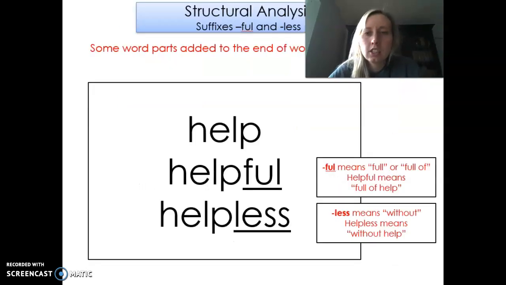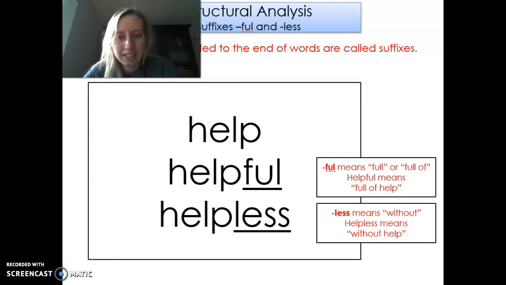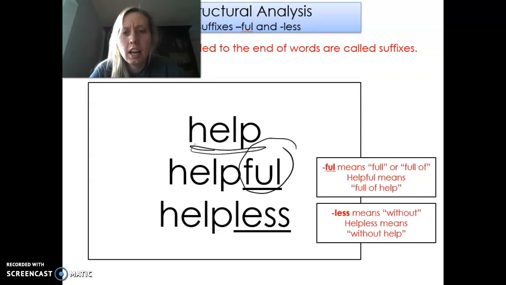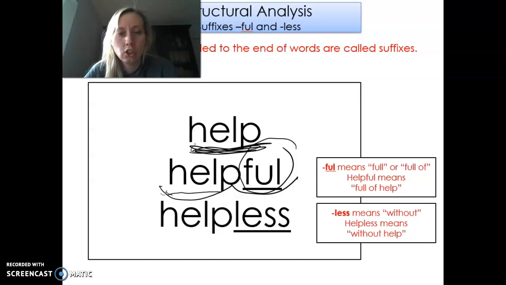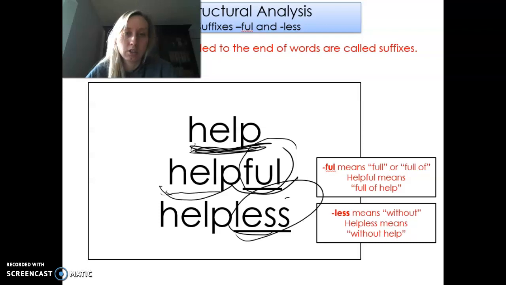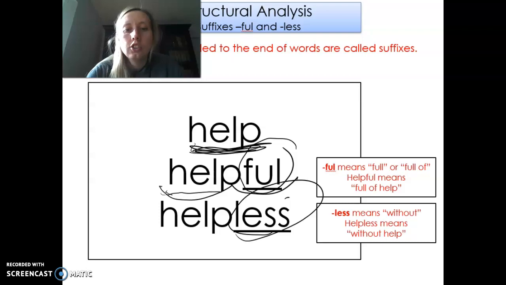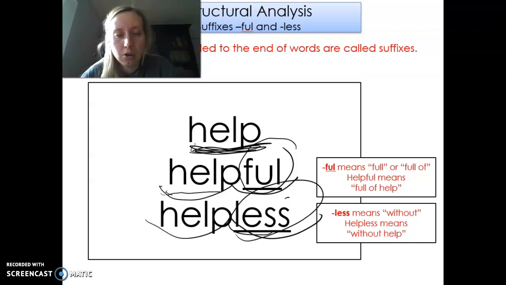Okay, so let's talk about structural analysis. Some word parts added to the end of words are called suffixes. That means they go at the end. Say it, suffix. So we have the word help. Here's the root. The root is going to stay help. If we add full, it would be helpful, or full of help. Less means without. So think of a glass of water. If you have less, you don't have as much. Without. So if you're helpless, you're without help.